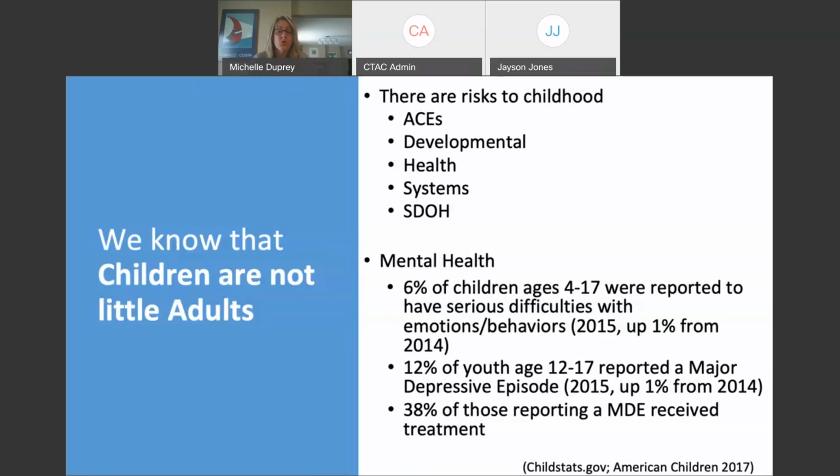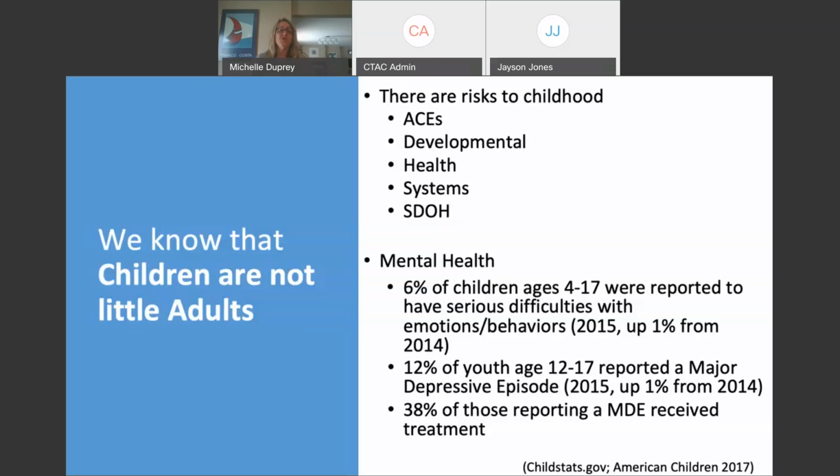12% of youth, so 12 to 17, again, that youth population I was talking about, reported a major depressive episode. And if you know any adults, if you yourself have ever struggled with major depression as an adult, with your cognitions more at play, with your maturity levels higher, obviously, than a 12 or 17-year-old, you can imagine how difficult this is for a 12 to 17-year-old to deal with. That's 12%, that's a lot. And only 38% of those reporting said that they received any sort of treatment.